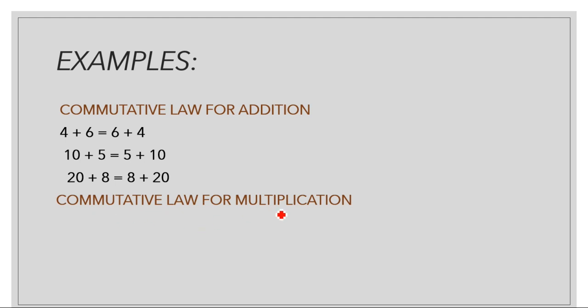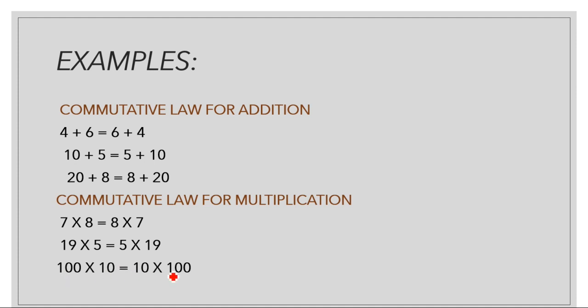Now commutative law for multiplication. Examples for commutative law for multiplication. The first one is 7 multiplied by 8 is equal to 8 multiplied by 7. We have just changed the place of the numbers, but the numbers are the same and we got the same answer. 19 multiplied by 5 is equal to 5 multiplied by 19. Here we have 19 and 5, and here we have 5 and 19. The numbers are the same but the places are different. 100 multiplied by 10 is equal to 10 multiplied by 100. These are the examples for commutative law for addition and multiplication.